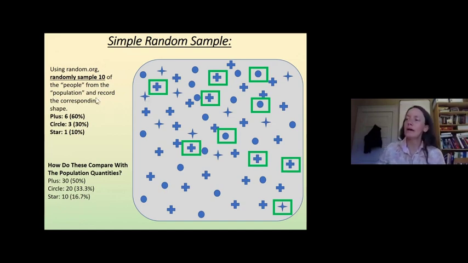And so when I randomly sample 10, I get 60% pluses, 30% circles, and 10% stars. So compare this with the population quantity. So 60 versus 50. So my estimate would be that there are 60% pluses instead of 50. My estimate would be that there are 30% circles instead of 33%. My estimate would be that there are 10% stars versus 16.7% stars, okay?